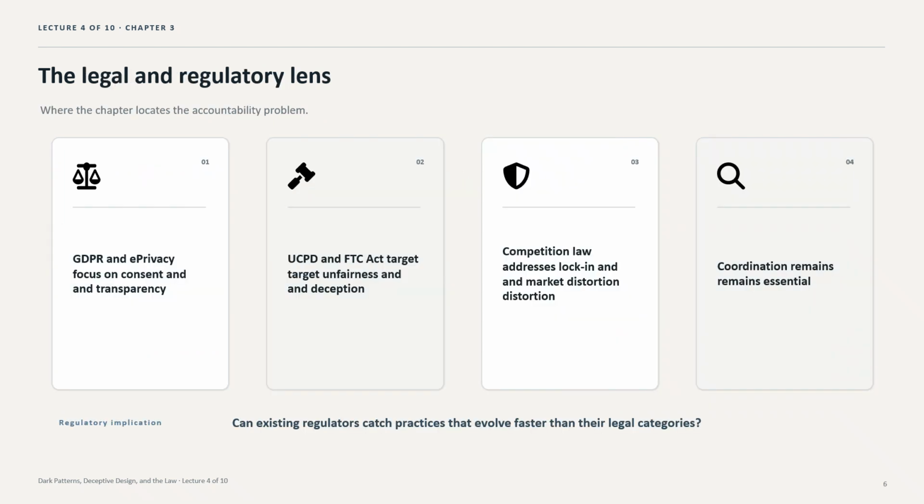The Consumer Law section examines the Unfair Commercial Practices Directive in the EU and Section 5 of the FTC Act in the United States. Both regimes can address misleading or unfair practices. The UCPD focuses on material distortion of economic behavior, while the FTC Act focuses on unfair or deceptive acts or practices. These are both powerful tools, but digital design creates evidential difficulty. Manipulation may be subtle, context-dependent, and spread across a user journey rather than confined to a single statement.